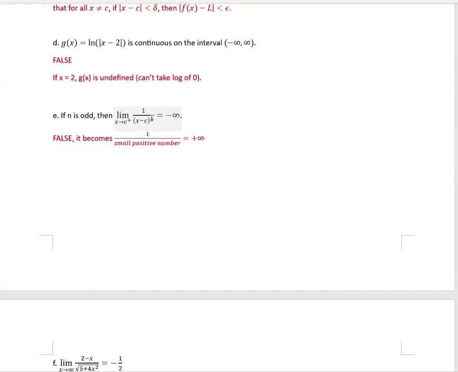It will be a positive number to some positive or negative power, it would be positive. So it will be 1 over a small positive number, so if n is positive, it will be positive infinity. If n is negative, it will be 1 over a big positive number, which is still positive infinity. So I should fix that. It should just be 1 over positive number. Okay?